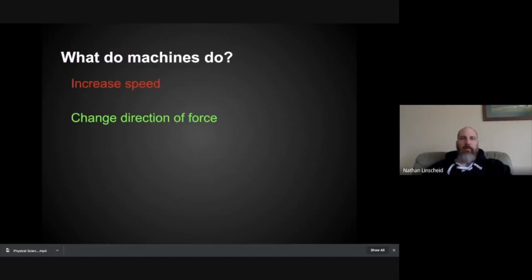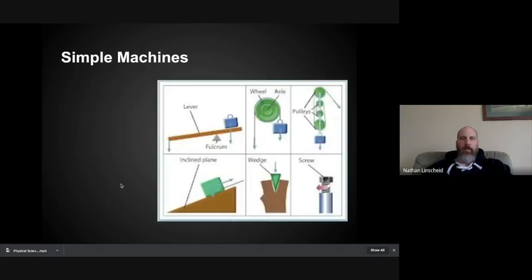All right, so what do machines do? Machines increase speed, they change the direction of force, or they increase the amount of force that you put in. There are 6 simple machines. We have the lever, the wheel and axle, pulleys, inclined planes, wedges, and screws. And wedges and screws are really just versions of the inclined plane.